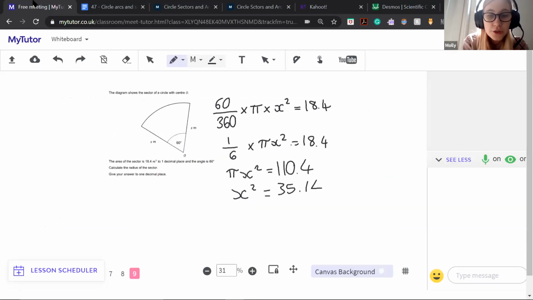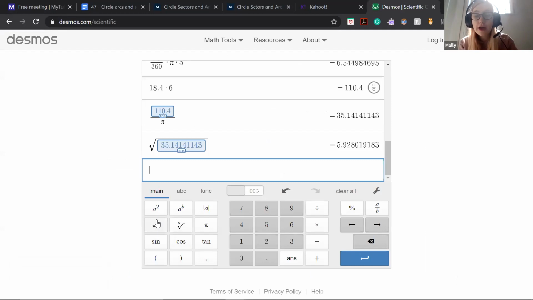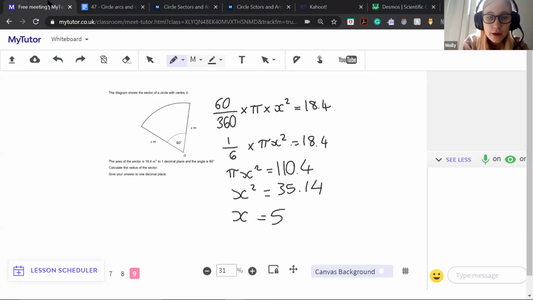Notice how I'm working to 2 decimal places because we want the answer to 1 decimal place. And then we can square root our answer, 5.9 to 1 decimal place. Do bear in mind that when you square root something, it's plus or minus, but obviously in this case, the radius can't be negative. So we can just take that positive answer. So it will be 5.9, not meters because it says x meters. So there you go, 5.9.